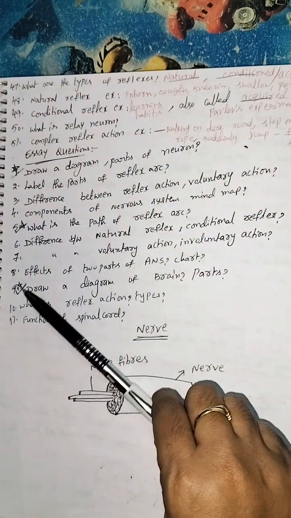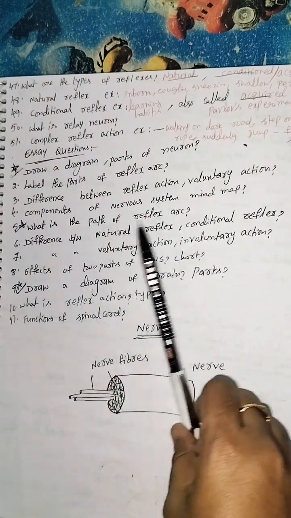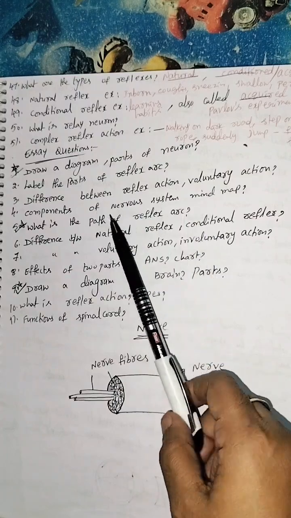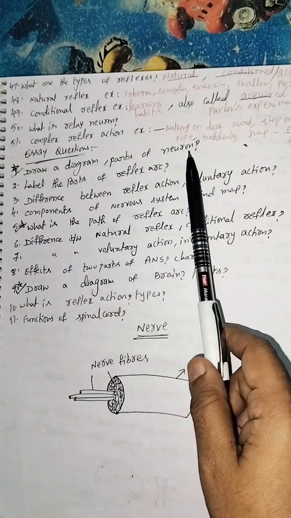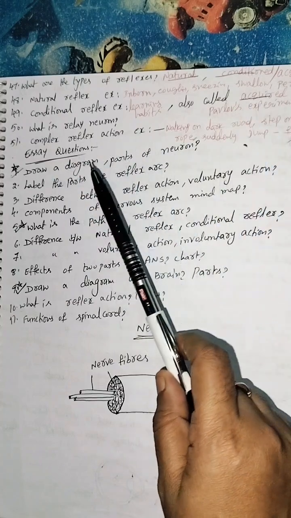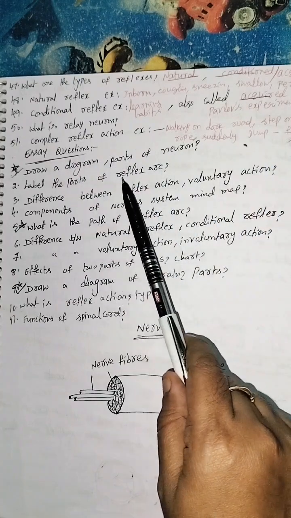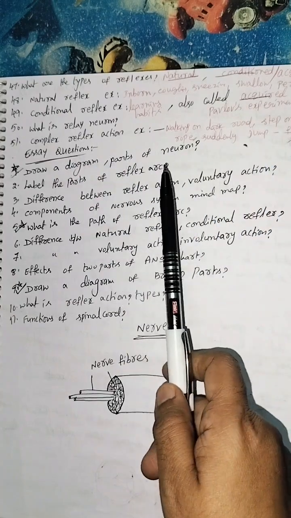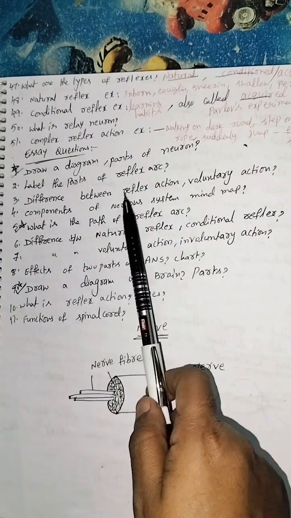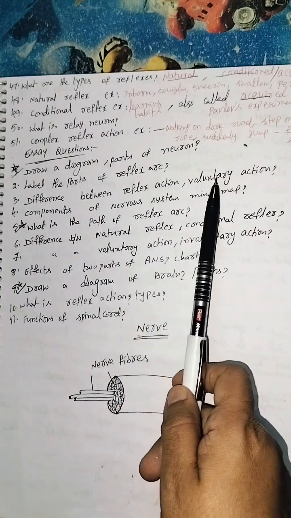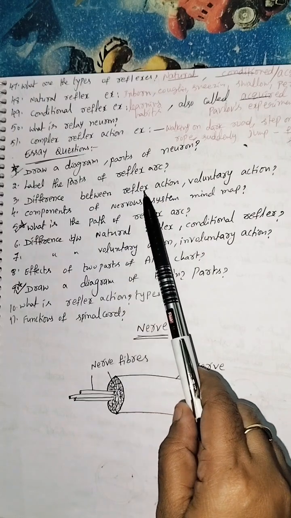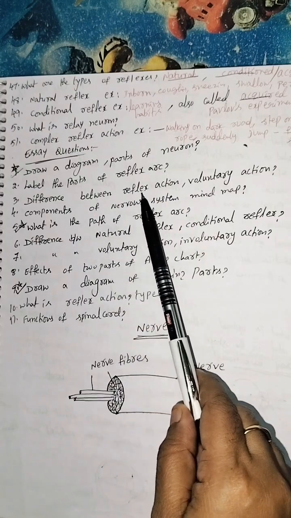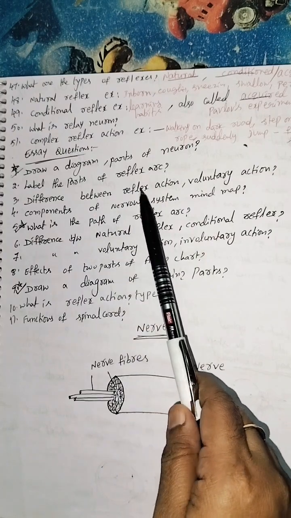In this nervous system, essay questions are very important. Draw a diagram of the neuron and its parts. Also label the parts of the reflex arc. Next, the difference between reflex action and voluntary action. Reflex is a response to the stimuli.